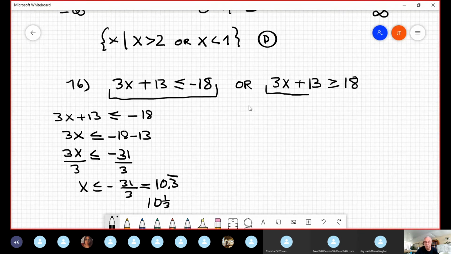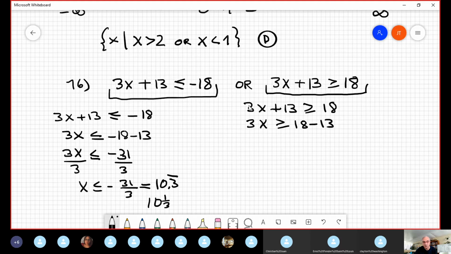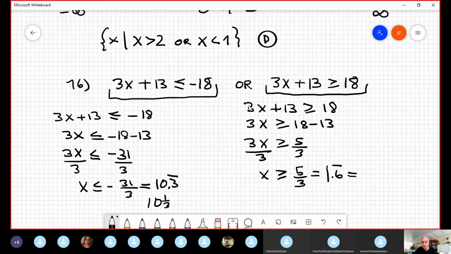Okay, let's move on to the second inequality. Exactly the same. We are doing 3x, I copy, plus 13 greater than or equal to 18. Subtracting 13. That's a 5, no? 5. Divided by 3. Divided by 3. X is greater than or equal to 5 over 3. And 5 over 3 expressed in decimal is 1.6 repeated. It's a mixed number. It's like 1 2/3. Okay, I like the decimal approximation because it's easy to see graphically.